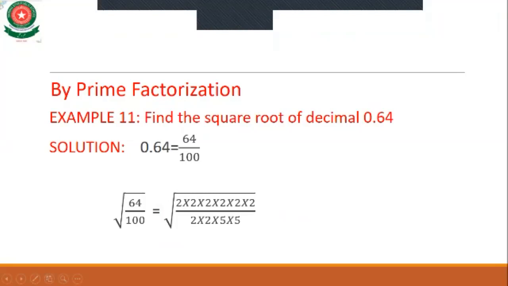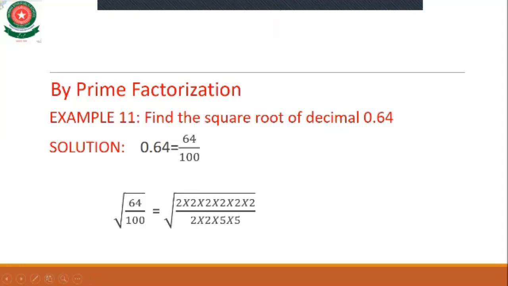Next step is taking the square root on the numerator and denominator. Square root over 64 and square root over 100. Next step is we will make the factors. The factors of 64 using the LCM method: 2 multiply 2, 4, 4 2s are 8, 8 2s are 16, 16 2s are 32, 32 2s are 64. Similarly, the factors of 100 are 2 multiply 2, 4, 4 5s are 20, 20 5s are 100.